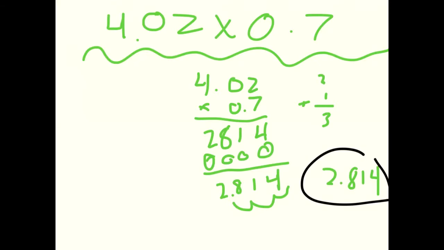Now, let's check your answer to make sure it's right. So what you would do is round it off to the nearest one. So that would be 4 times 1. And that equals 4. And 4 is close to 2.814.